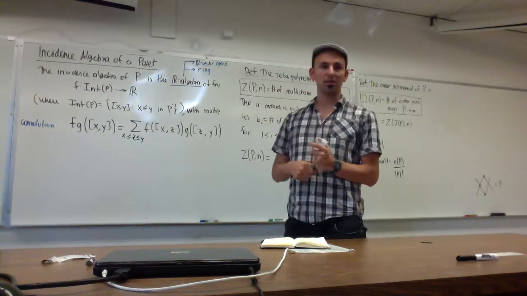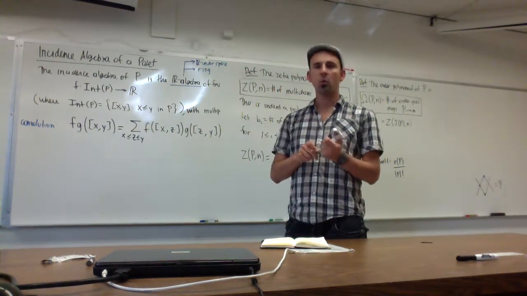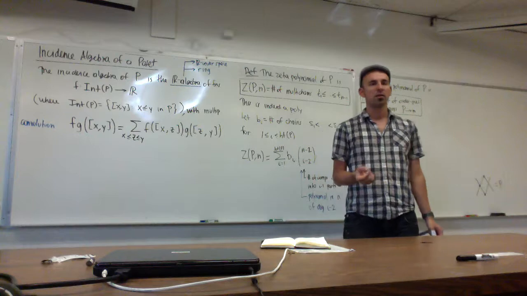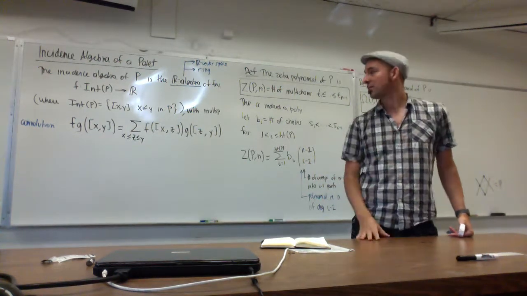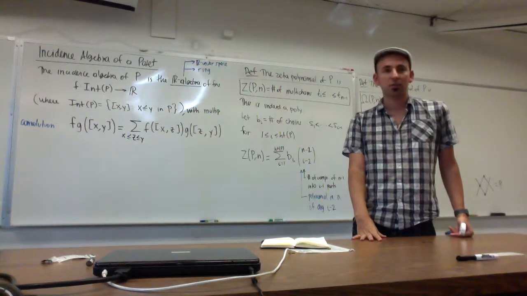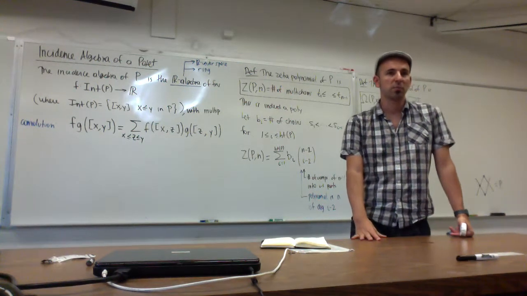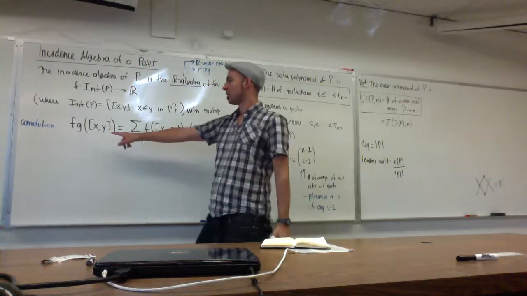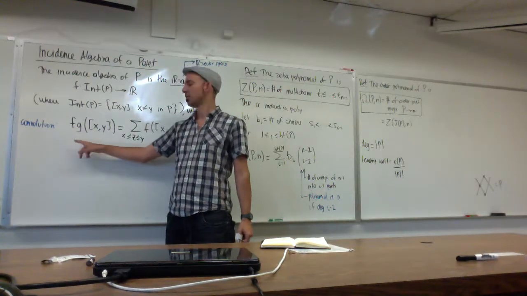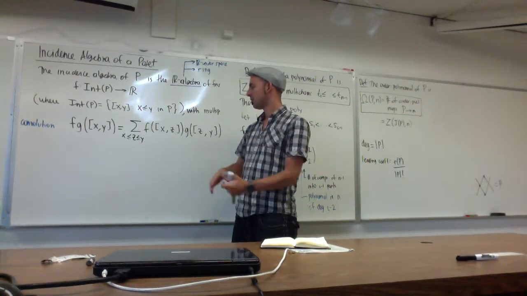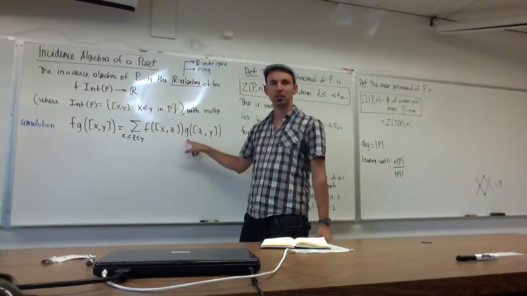Now, what can we say about this ring? For example, one thing that you should realize is that this ring is probably not commutative, because why should it be, right? If you do g times f, then you get g here and f here.